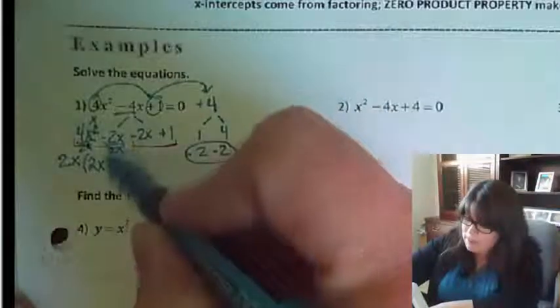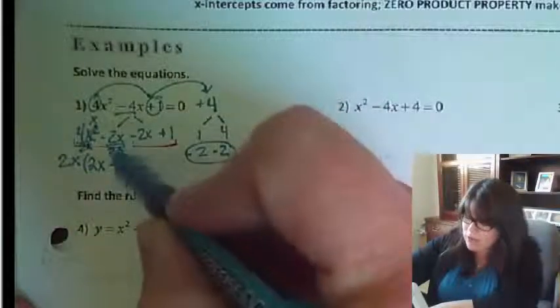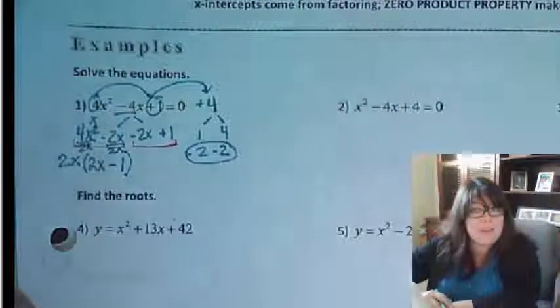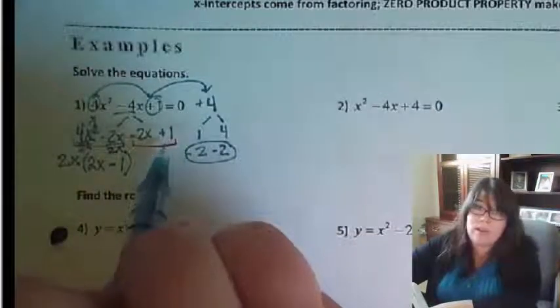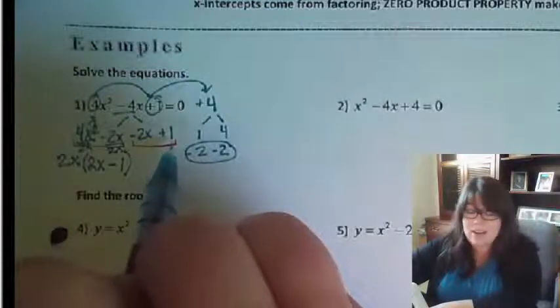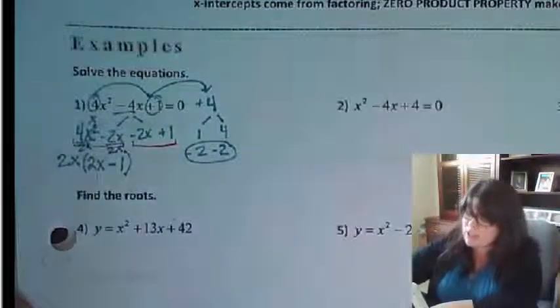Negative divided by a positive is a negative. 2 divided by 2 is 1. X divided by x is 1. So there we have it. 2x minus 1 is what's left over. Now here, 2 and 1, there's not really a common factor. An x and no x, I can't even factor out an x. But I still have to factor something out.